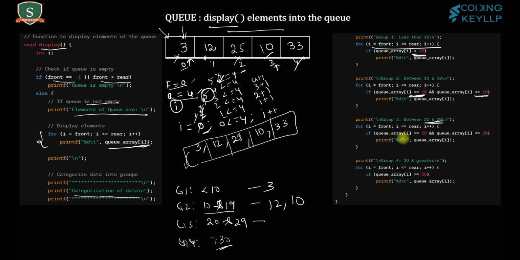Next, group 3 is between 20 and 29. That means the value must be greater than or equal to 20 and less than or equal to 29. 3 cannot be printed. 12 cannot be printed. 25, yes, 25 can be printed because it is greater than or equal to 20 and less than or equal to 29. So 25 will be printed here. Next, the last and final element, 33. 33 is greater than or equal to 30. 3, 12, 25 and 10 cannot be printed, so 33 is the number that will be printed.